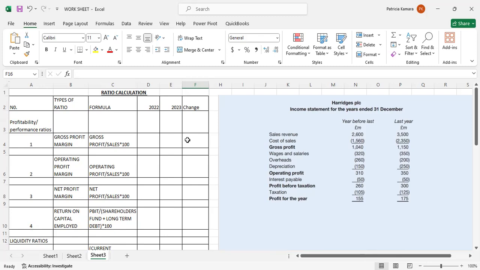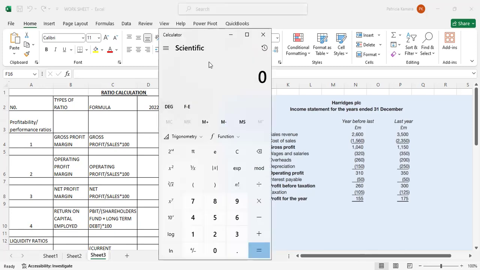So the same can also apply. But then for this question, we do not have that. So we just go straight ahead to do our calculation. So now, it says that gross profit margin is equal to gross profit over sales.